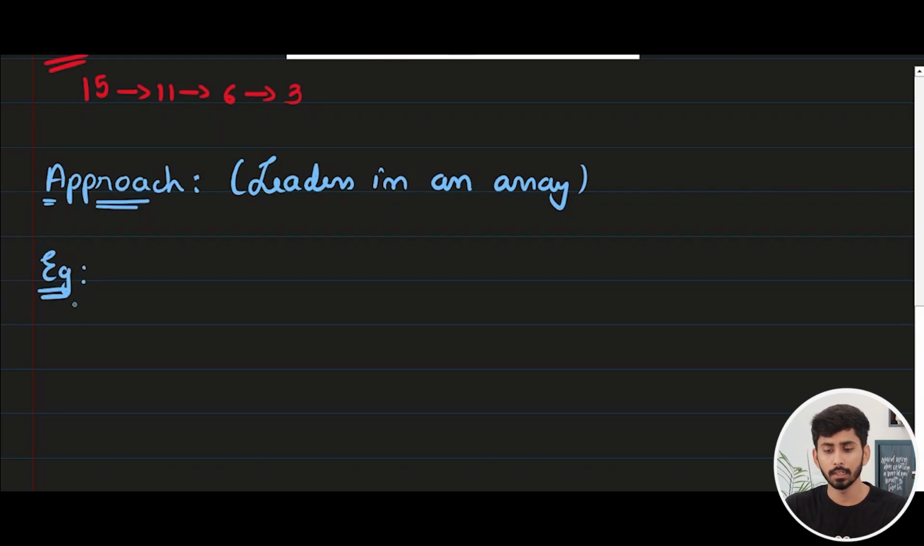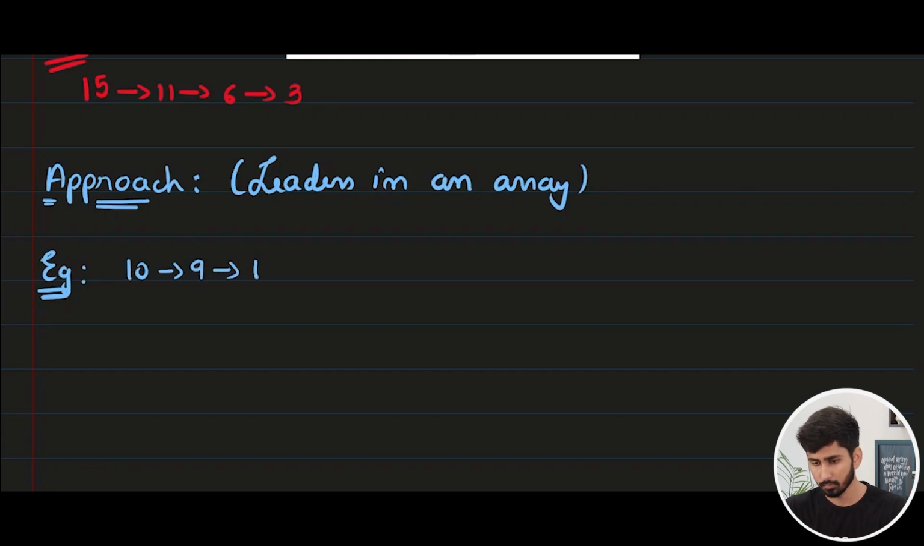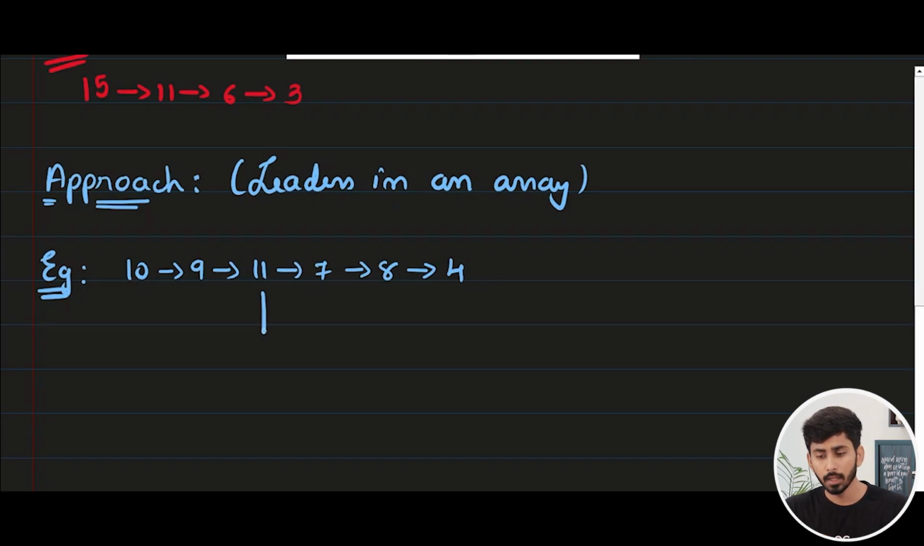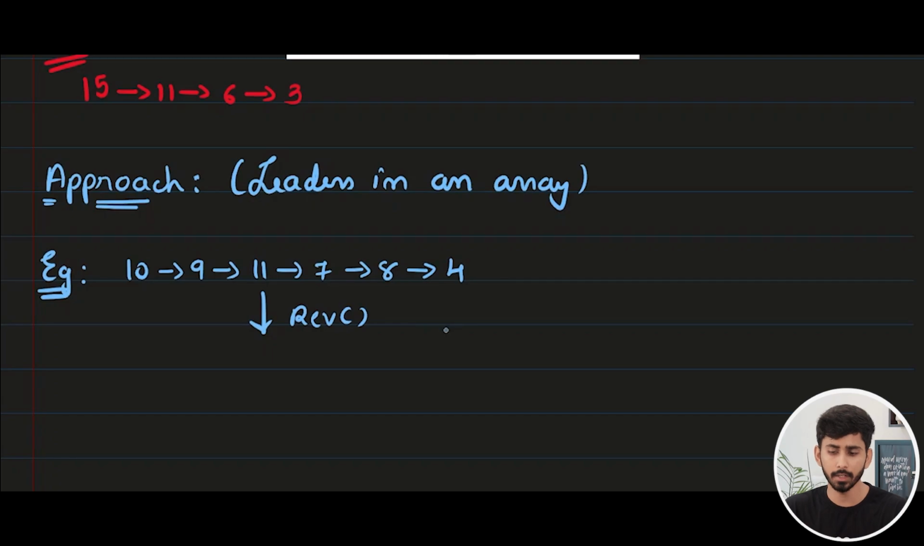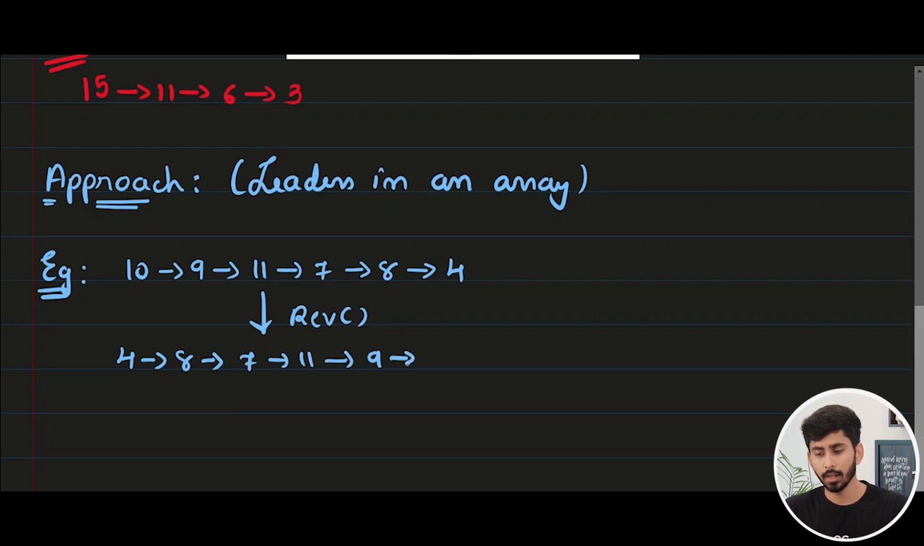So let's write down the example. So now this is our example. Let's try to find out what will be the output. In order to solve this question, first of all, I'll be reversing this entire linked list. So I'll be applying the reverse algorithm to reverse the linked list, and that can be done in order of n time, right? After reversing, the linked list will look like this: 4, 8, 7, 11, 9 and 10.